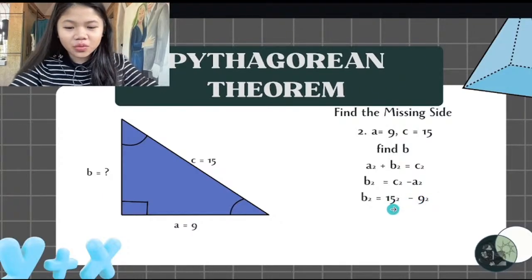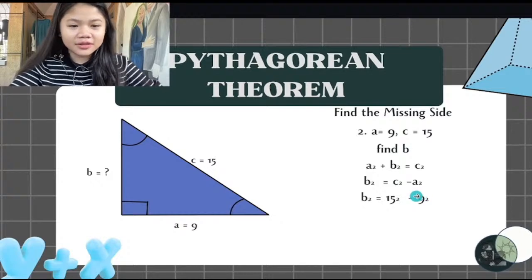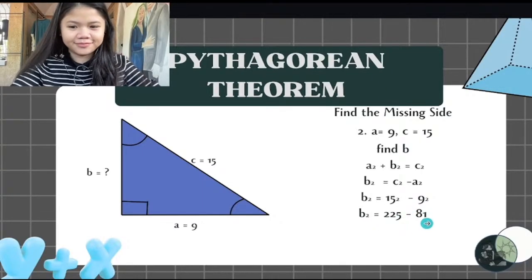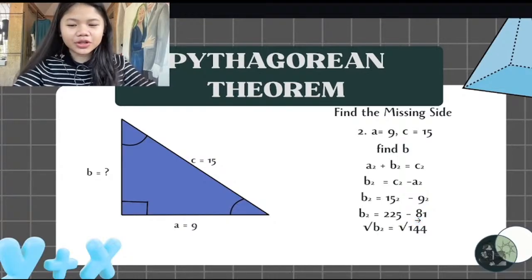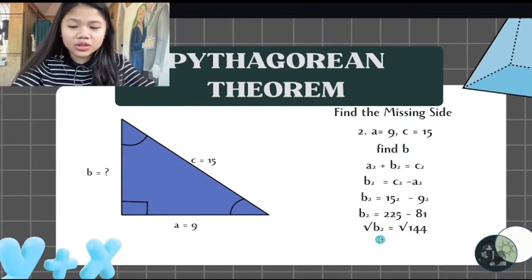Okay, so 15 squared is 225 and 9 squared is 81. After substituting, we can simplify. b squared equals 225 minus 81. We show the equation first. b squared equals 144 since we simplified it. Okay? To solve for b, we take the square root. So b is equal to 12.